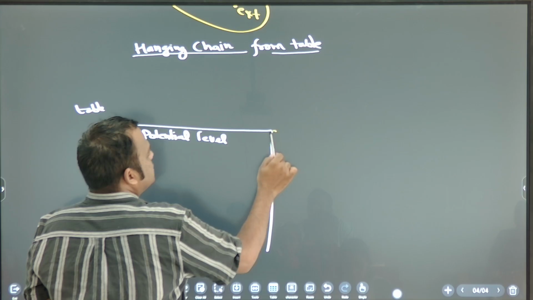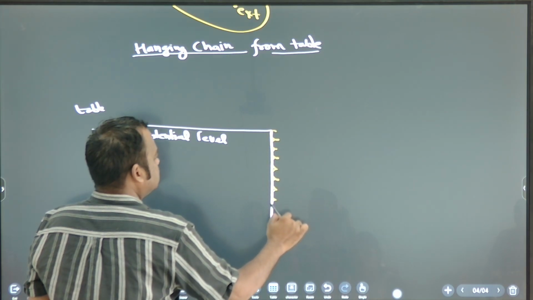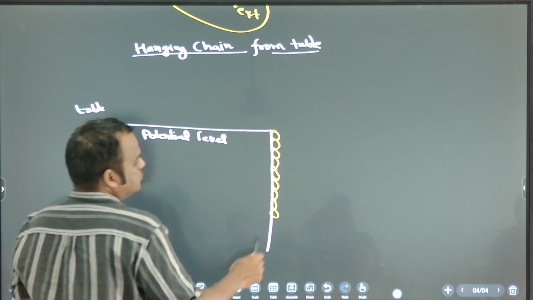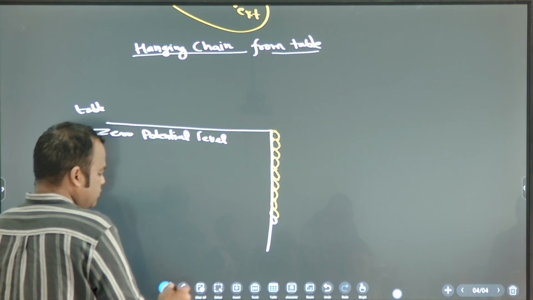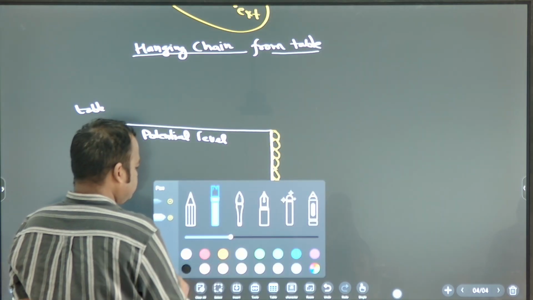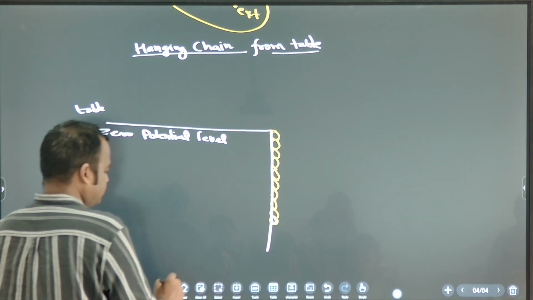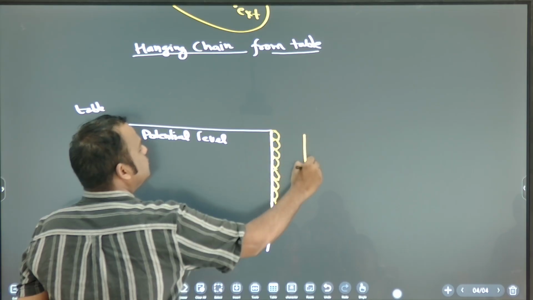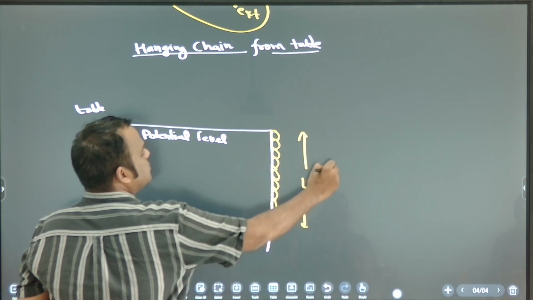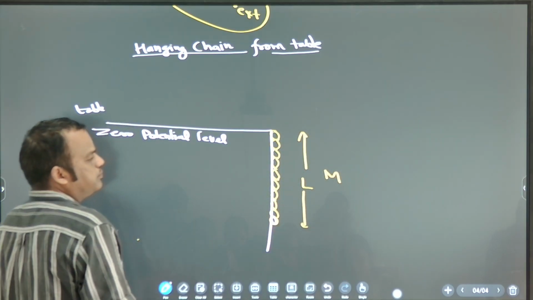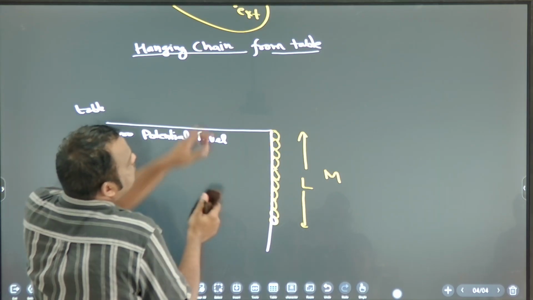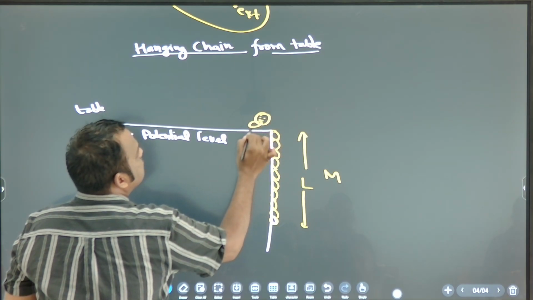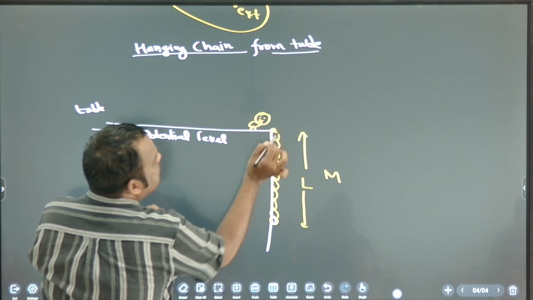Suppose this is the chain. It is a hanging chain. What is the length of the chain? L. What is the mass of the chain? M. Now you are standing here. The person is standing here, holding this end.